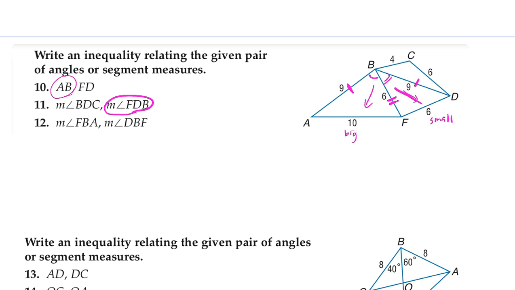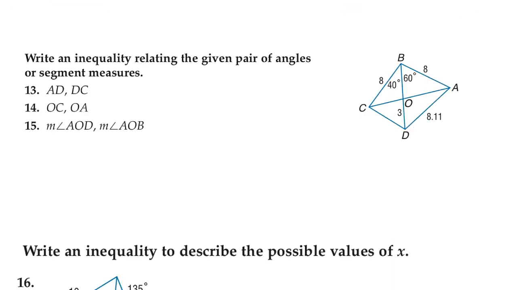So then going in, that means this angle's smaller and this angle's bigger. So the FBA is the bigger one there. Okay, so pretty straightforward. Just use the theorem, right? Just apply it, okay? Let's go to the next one.